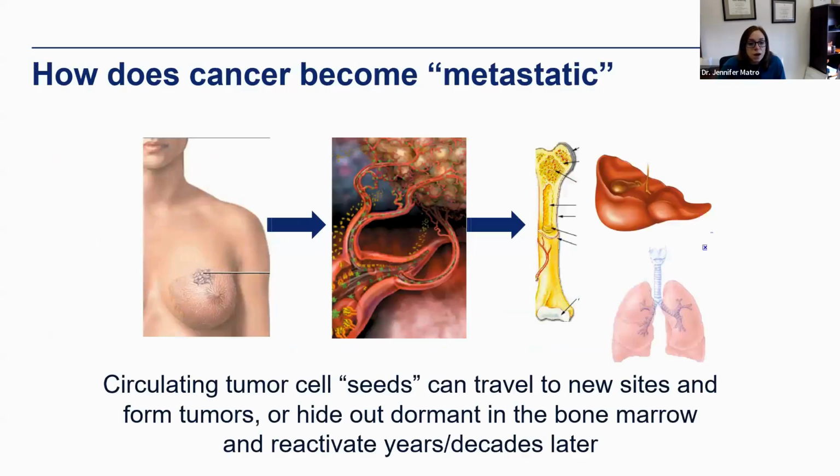And this happens when circulating tumor cell seeds travel from the breast through the bloodstream or the lymphatic channels, and they can go to new sites in the body and form tumors there. Or they can actually hide out in the bone marrow and just kind of stay dormant for many years and reactivate later, which is why some cancers recur 10 or 20 or even more years later.